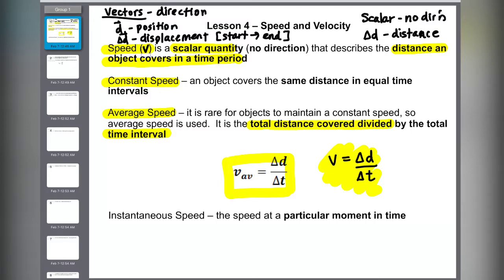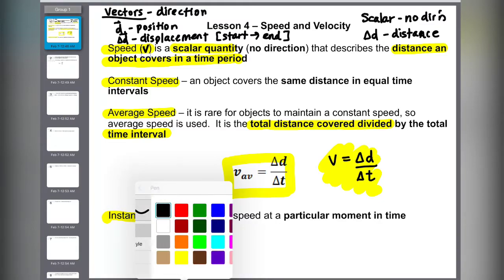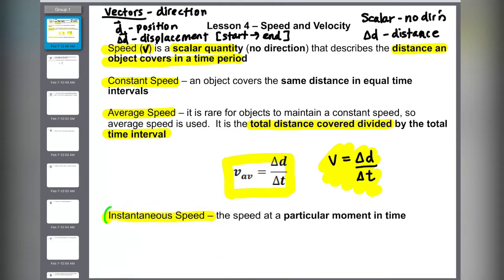Okay, the last definition is called the instantaneous speed. Instantaneous. Think of the word instant, the root word, okay? The word instant. So right at this moment. And basically this is when you read from your speedometer wherever your speed is at this particular second.